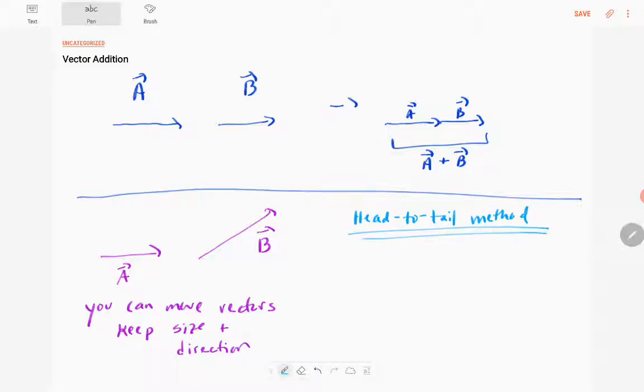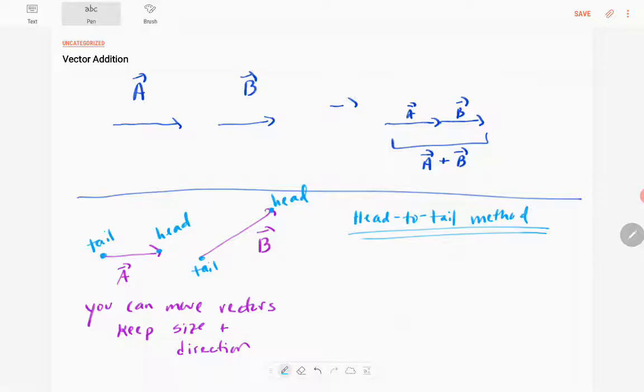So this head to tail method, let's go to A. A has a head and a tail. This is the tail. This is the head. How about B? Where do you think the head and the tail are? This is the tail. This is the head. So you can move these vectors around, and you have to do head to tail. I'll use the head to tail method of vector addition.